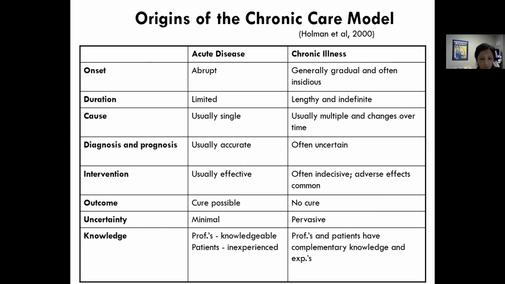We took the model on the road for the next 5 years, again with a grant from the Robert Wood Johnson Foundation to test it, to see if it was effective in transforming primary care into a better chronic illness care medical home. But what happened during the course of that research study was the model took off on its own.